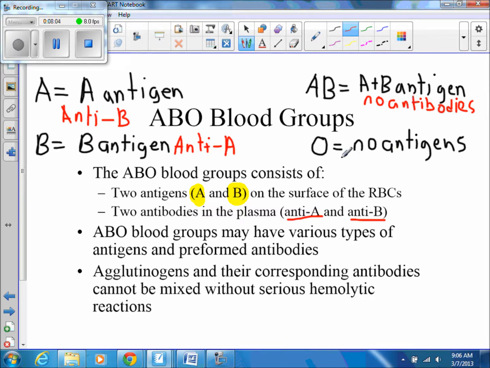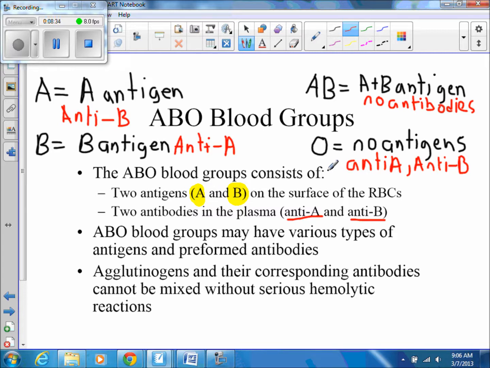And then finally, type O blood produces anti-A and it produces anti-B. So it will attack all of the other types of blood. So if you have type O blood, you can only receive type O blood.